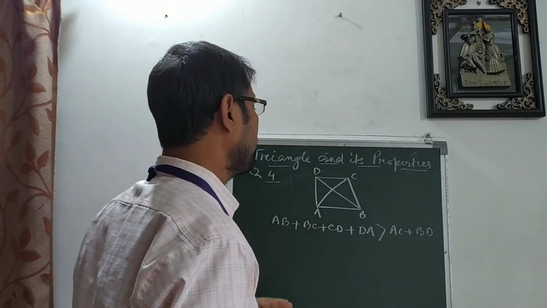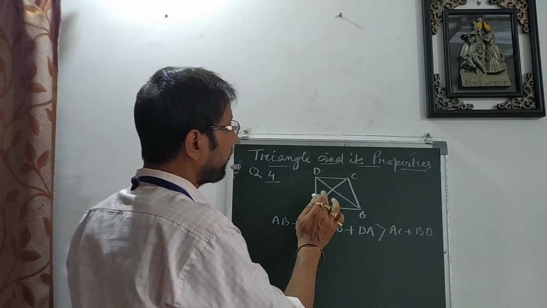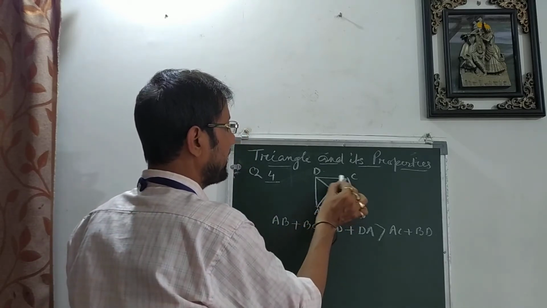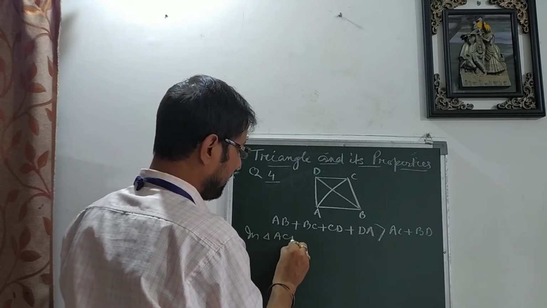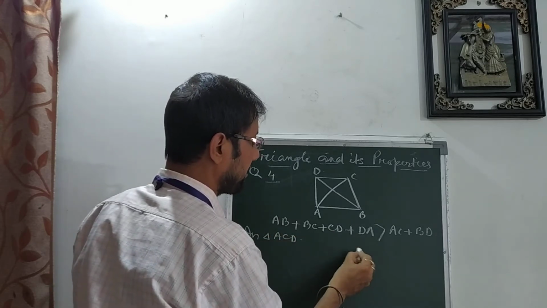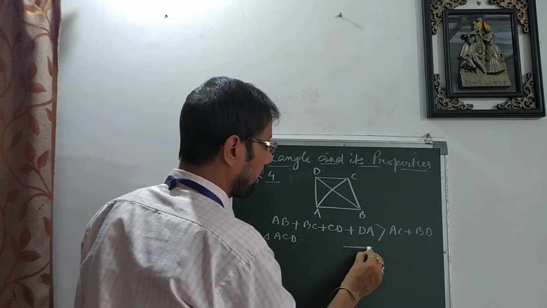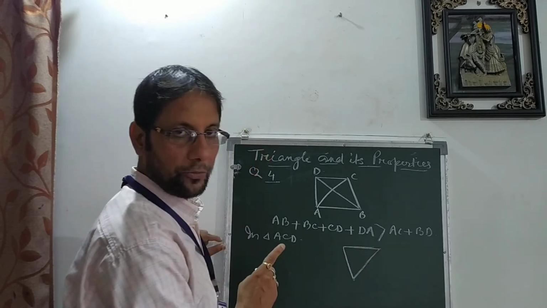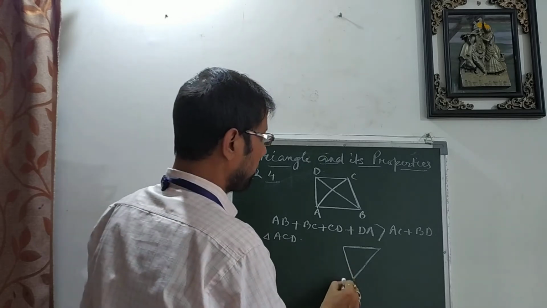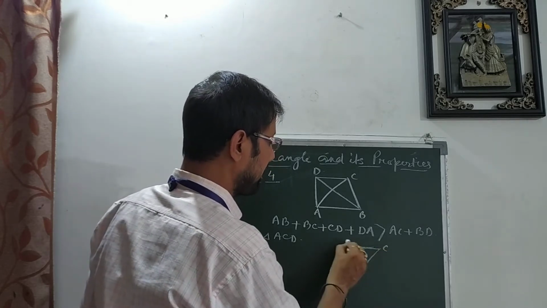Now students, first of all, we should find out the triangles. First of all, let me take one triangle ACD. In triangle ACD, suppose this is the triangle ACD. This is the rough work, just for explanation I'm doing. So this is A, this is C, and this is D.